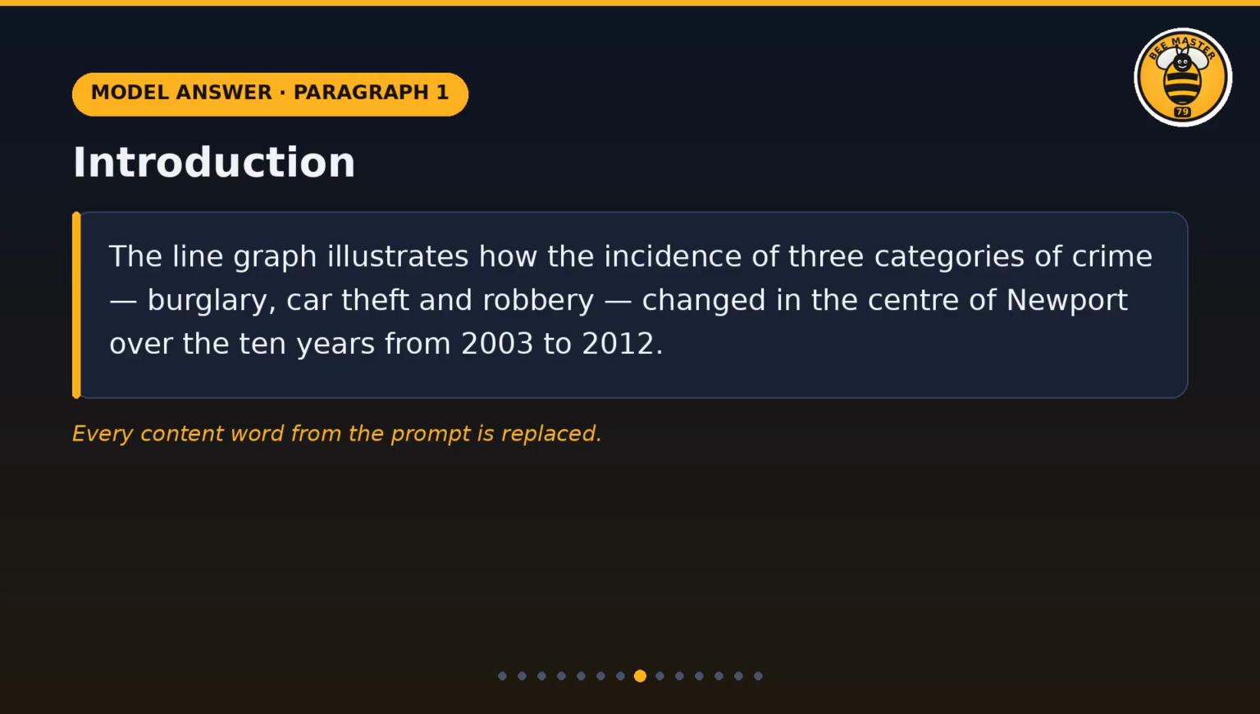Paragraph 1. The line graph illustrates how the incidence of 3 categories of crime, burglary, car theft and robbery, changed in the center of Newport over the 10 years from 2003 to 2012. Notice that every content word from the prompt has been replaced. Changes becomes incidents. Areas of crime becomes categories of crime. The date range is expressed as a 10-year span.